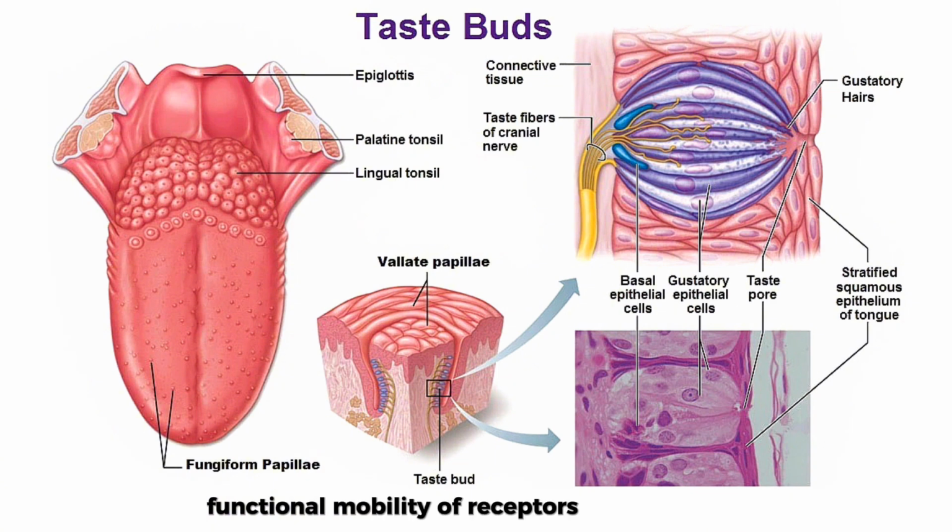Functional mobility of receptors is understood as a phenomenon that is expressed in the weakening or strengthening of the activity of the analyzer system by reducing or increasing the number of active receptors. The level of mobilization of taste buds mainly depends on the motivation of hunger or the feeling of satiety.